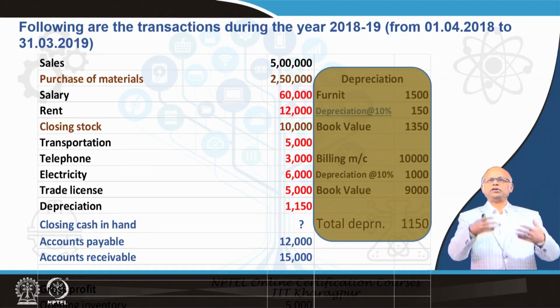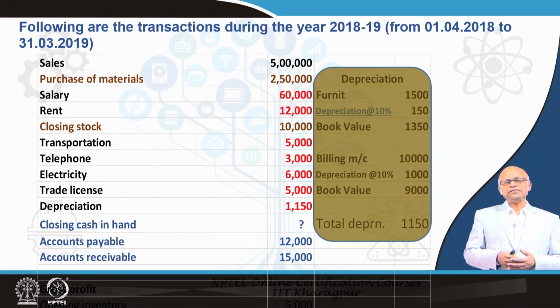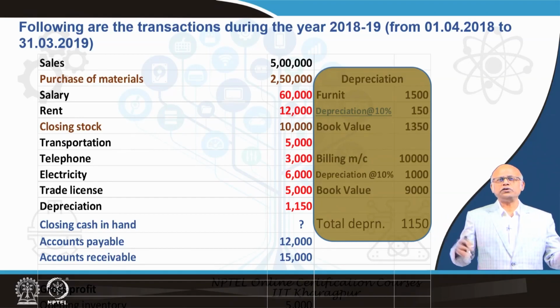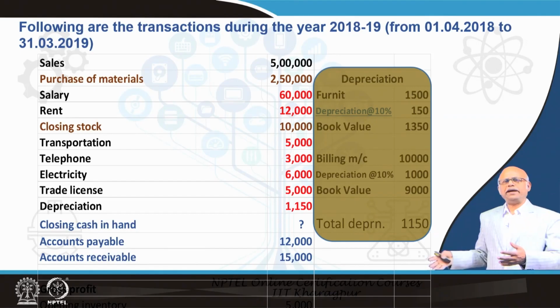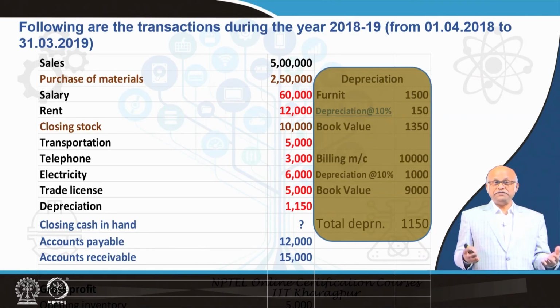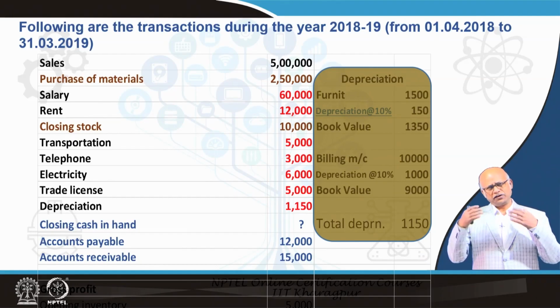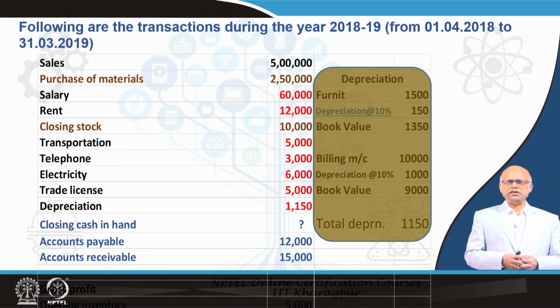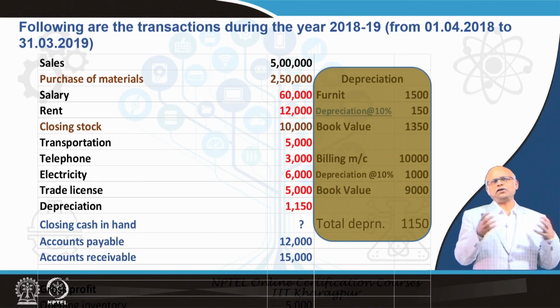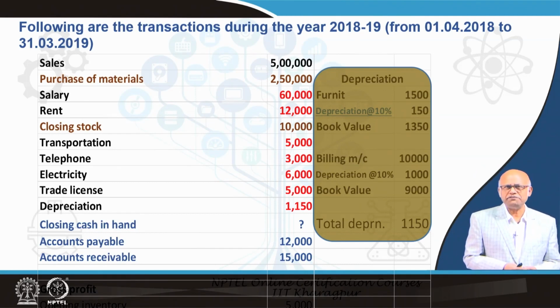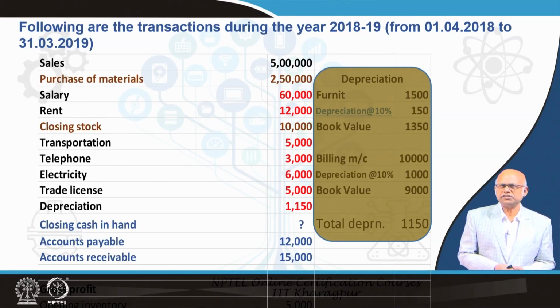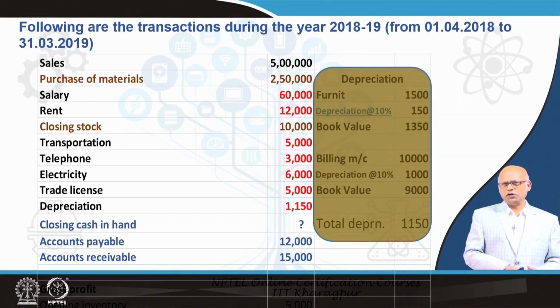On 31st March 2019, you looked into your shop, took stock of the inventory and added it up, and you found that the total inventory as at the close of business on 31st March is 10,000 rupees. That is a balance sheet item, not a profit loss account item. Coming to the rest: for transportation you have spent 5,000 rupees, telephone 3,000, electricity consumption 6,000 rupees. These are all annual costs.